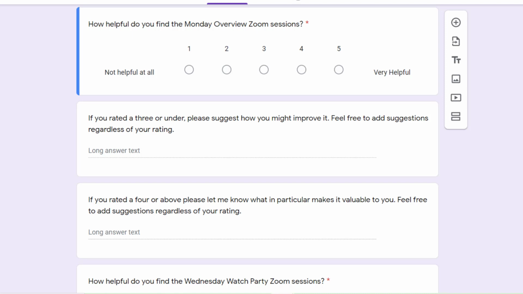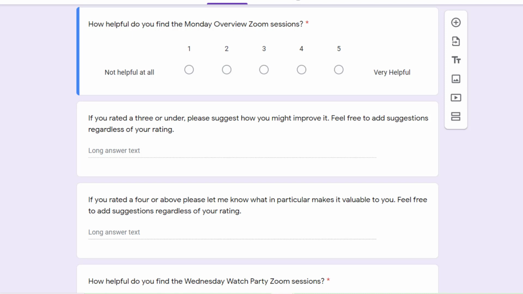So I asked them, how would you improve it? If you said it wasn't helpful, how might you improve it? And I got really great responses. And then I asked a 4 or above. Again, I didn't ask for them to justify their rating. I asked them to tell me what makes it valuable. So give me a specific example that makes it valuable to you. And then I offered it up that people can add suggestions regardless of their rating.